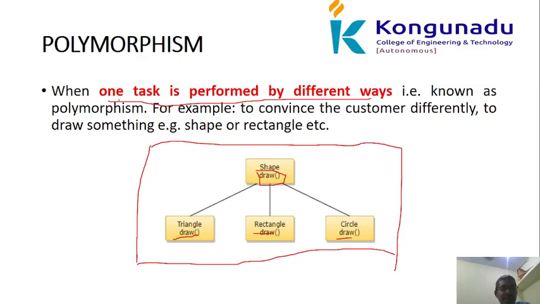What is the definition they have given? One task performed in different ways. What is the task? Draw is the task. I'm going to perform the drawing of a shape at different times. One time I'm drawing a triangle, one a rectangle, and one a circle. Okay, so this is known as polymorphism. When one task is performed in different ways, it's known as polymorphism. For example, they have given drawing something, a shape, a rectangle or something.